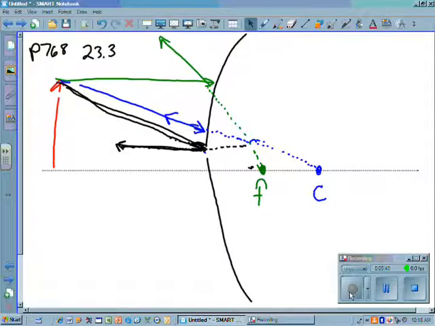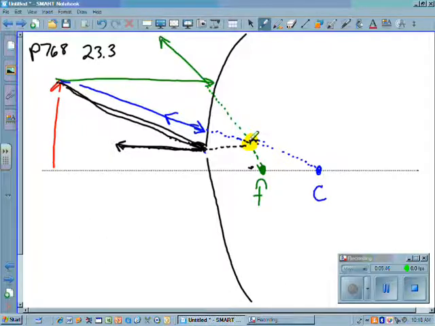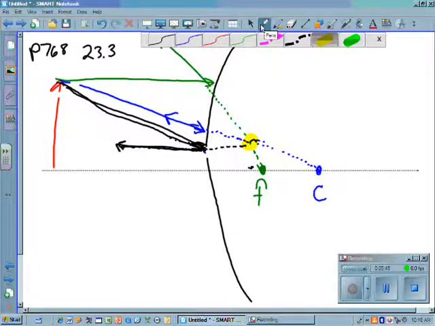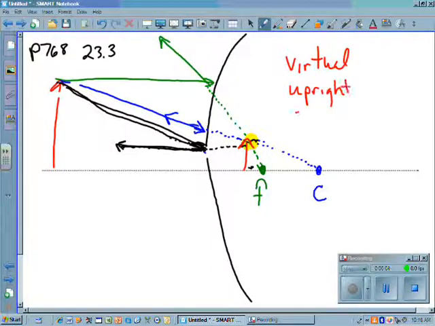So if you notice now where all the dotted lines meet is this area right here. And so the image is going to be where? Yeah, behind the mirror, upright and smaller. So once again, now you have a virtual image because it's behind the mirror. It is upright and it's smaller. And this is why on side view mirrors of your car, you have that little note saying objects are closer than they appear, because your brain interprets something that is smaller as being farther away.